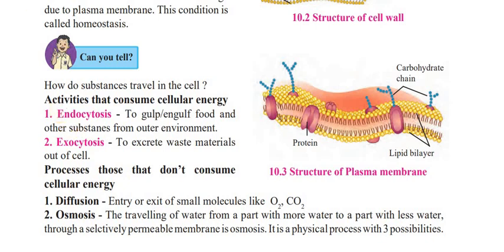Endocytosis. To gulp or engulf food and other substances from the outer environment is called endocytosis. Next one, exocytosis. To excrete waste material out of the cell. Instead of excrete, you can say here throw out. To throw out waste material out of the cell is known as exocytosis.